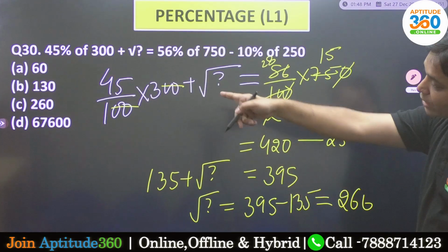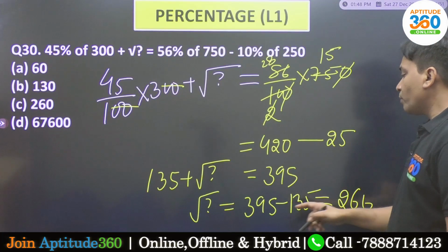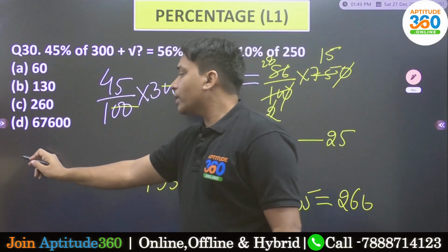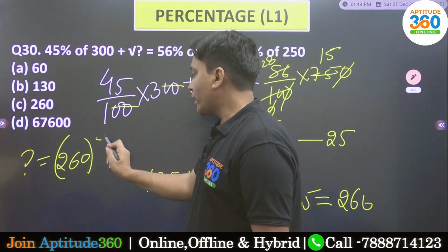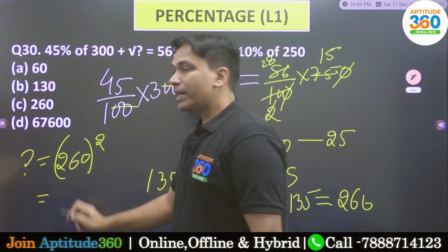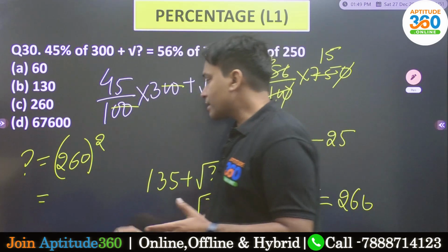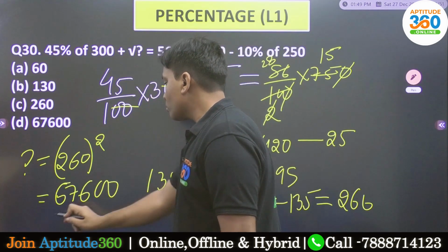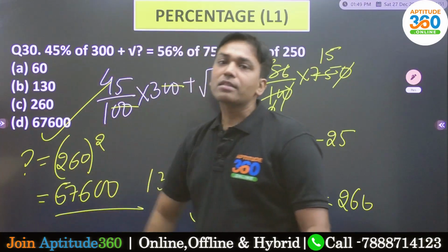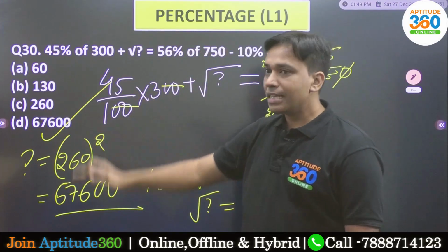So 260 cannot be the right answer because the number will be the square of 260. It has to be the square of 260. 26 square is how much, people? 26 square is 676 followed by 2 zeros. What is the right answer? Option number D is the right answer, isn't it?